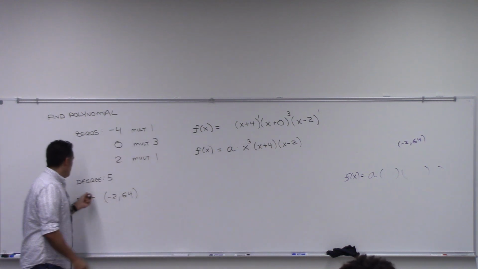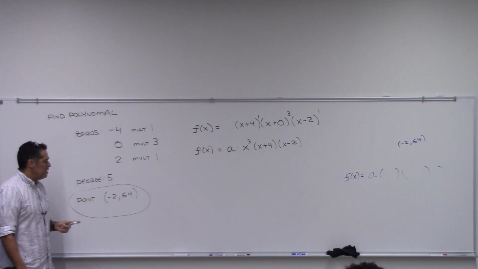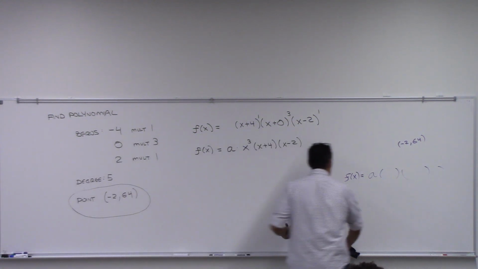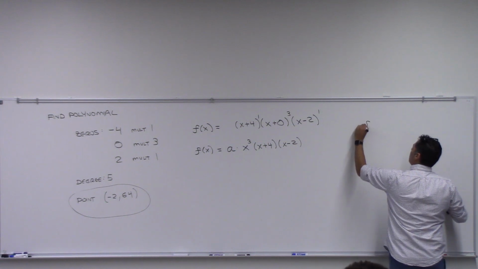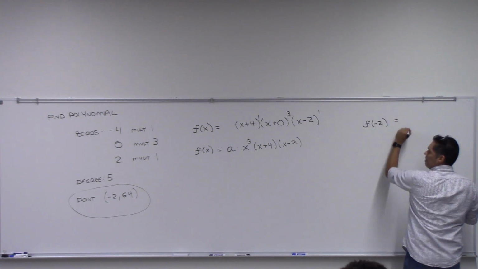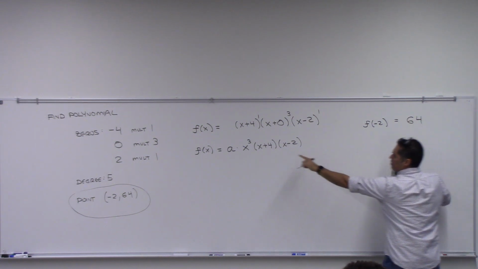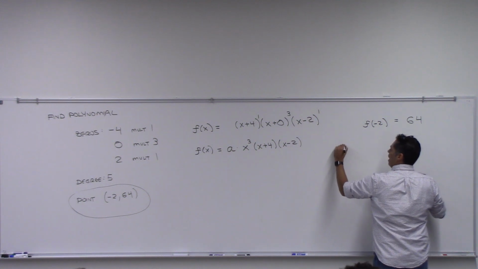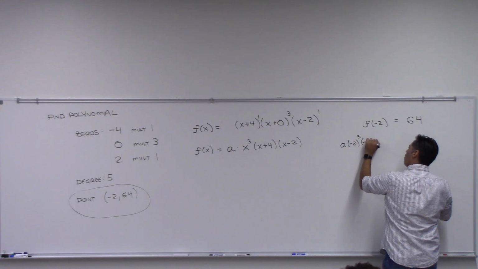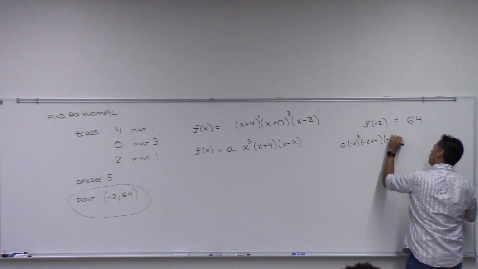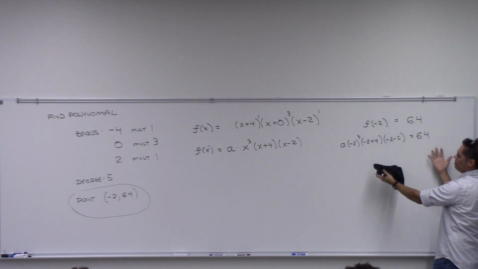We have one more condition, though. We know that this point must live on the graph, right? So if this point must live on the graph, then that means when I plug in negative 2 into the function, it needs to be equal to 64. Well, what does it mean to plug negative 2 into the function? It means replace all your x's with negative 2's here. So I have A, negative 2 cubed, negative 2 plus 4, negative 2 minus 2 must equal 64. See what I'm doing here? I'm saying this must be equal to this.